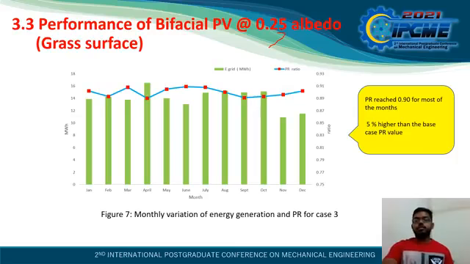So using bifacial PV at 25 degree, 0.25 albedo, we are able to get 90% performance ratio, which is 5% more than the base case value. However, the remaining variation of the energy generation as well as the PR value remains almost the same.